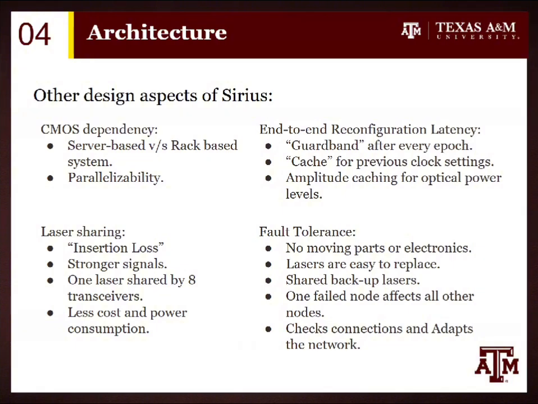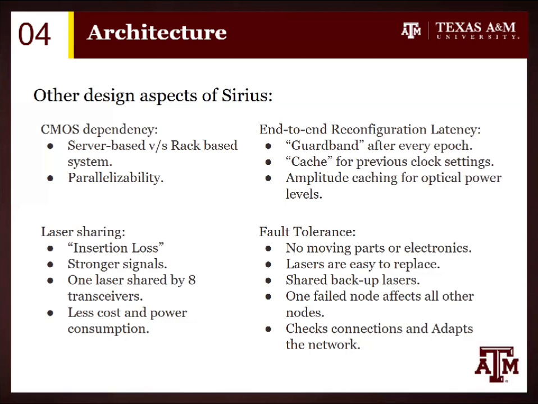To make sure the signal reaches its destination, the lasers need to produce sufficient power to ensure the signal is strong enough. But commercial lasers can produce up to 40 milliwatts of power, and therefore only one laser can be shared by up to 8 transceivers. This greatly reduces the number of lasers needed, which in turn reduces the cost and power consumption while keeping Sirius fast. Fault tolerance. Sirius network uses no moving parts or electronics that can fail.